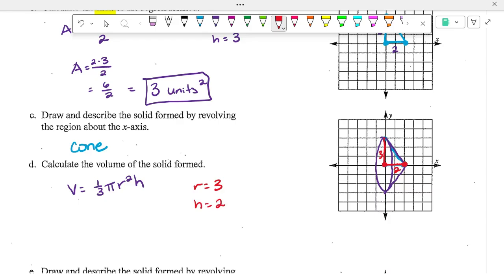So guys, here's a hint. Whatever the base and height are of the original triangle, that's the radius and height. You just have to look at where they are in the cone.